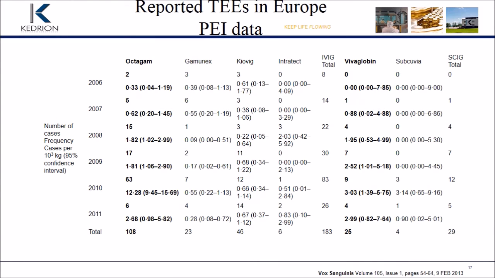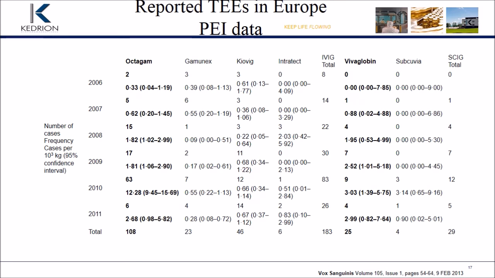And this is the equivalent data set from Europe, from the Paul Ehrlich Institute. You can see here various products over here, and you can see the way in which the incidence of thromboembolic events suddenly increased dramatically in the case of Octagam in these years, but you can also see a significant increase in this particular subcutaneous product, which, as I said, was very quickly withdrawn from the market and succeeded by another product. Now, why did this happen?